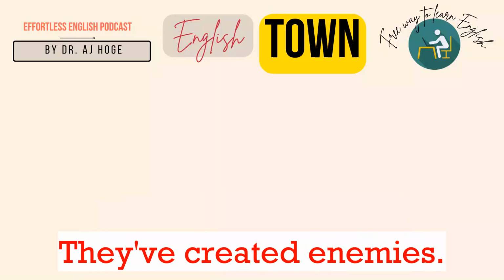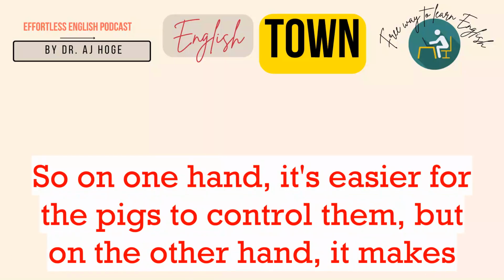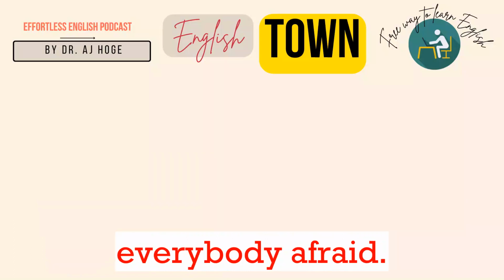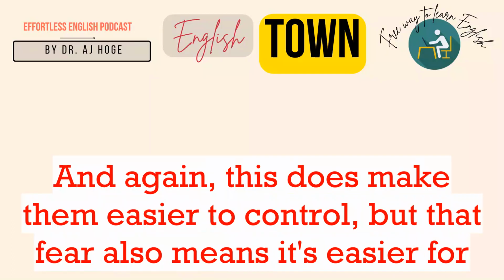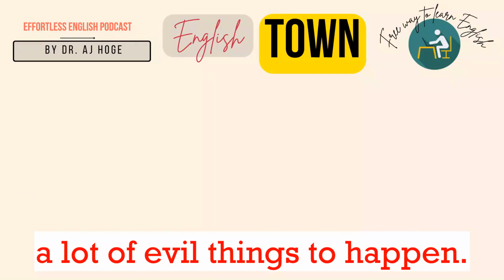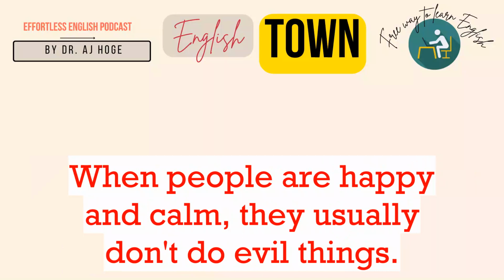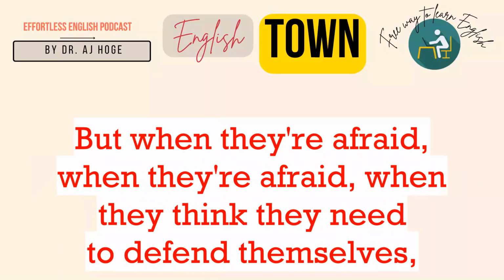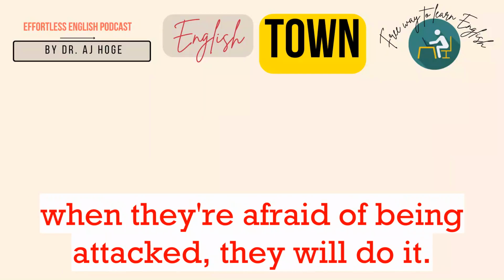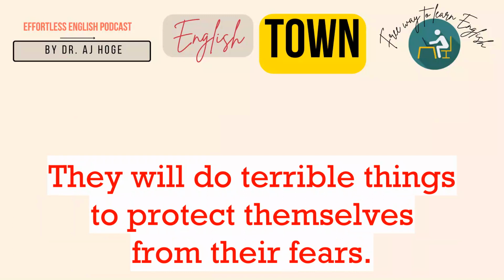They've created enemies. So on one hand, it's easier for the pigs to control them, but on the other hand, it makes everybody afraid. And again, this does make them easier to control, but that fear also means it's easier for a lot of evil things to happen. When people are afraid, they will do terrible things that normally they would not. When people are happy and calm, they usually don't do evil things. But when they're afraid, when they think they need to defend themselves, when they're afraid of being attacked, they will do terrible things to protect themselves from their fears.